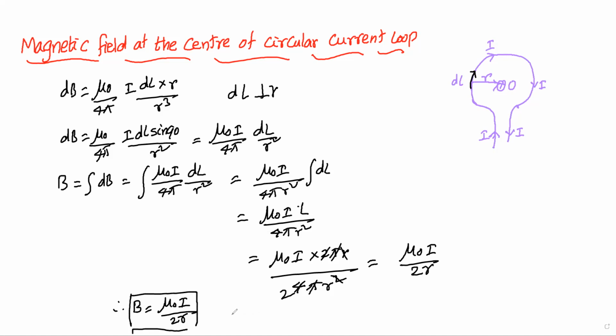If there are n number of turns, in this case the magnetic field B is equal to mu naught N I by 2a.